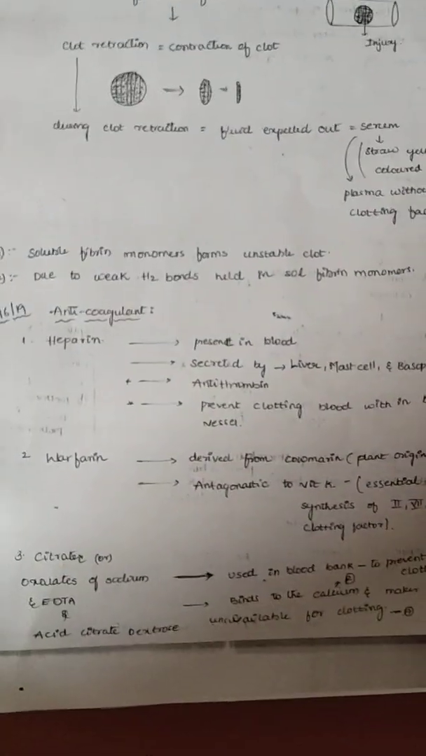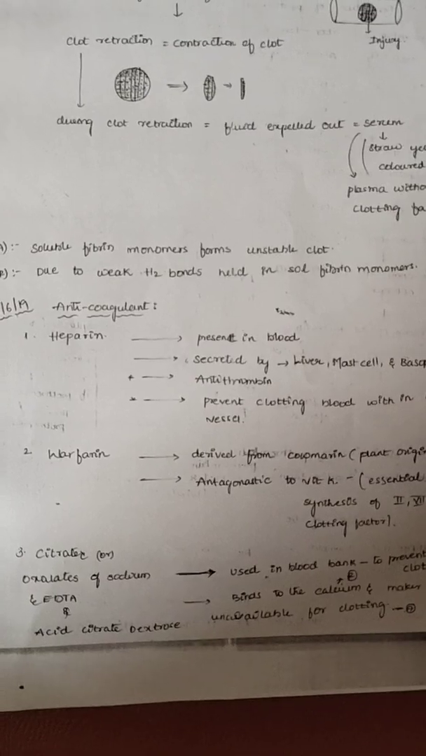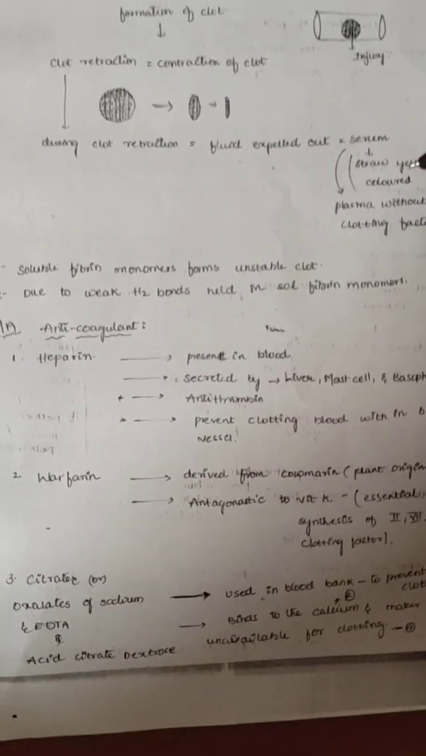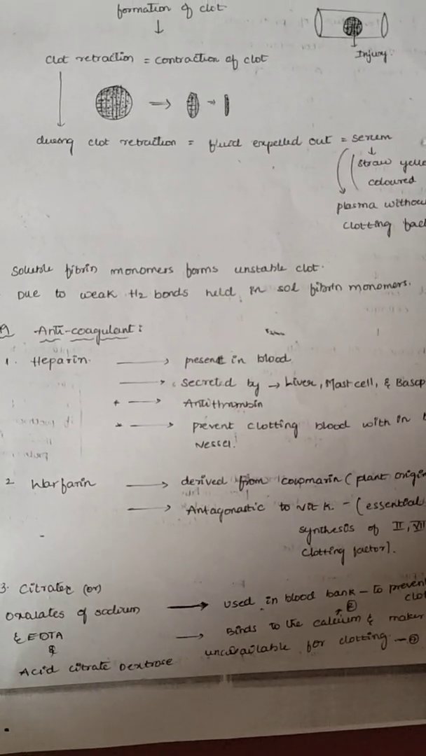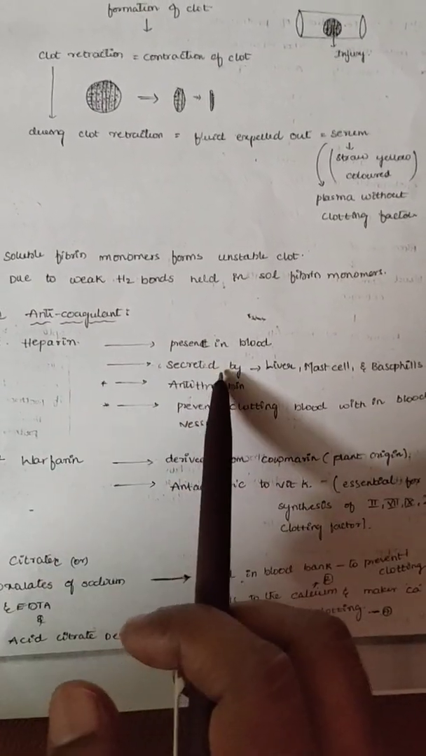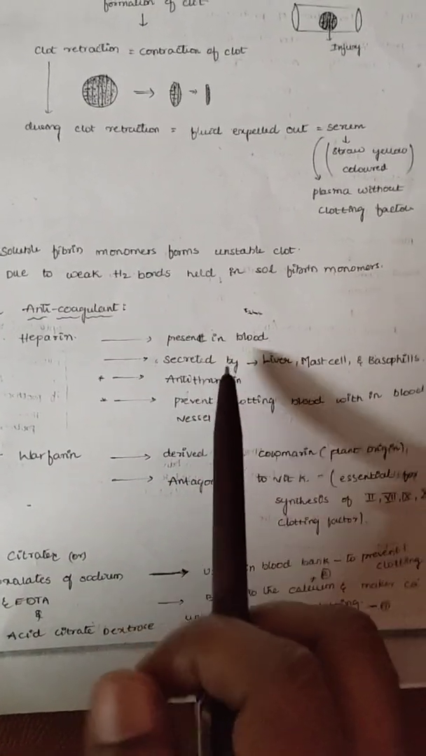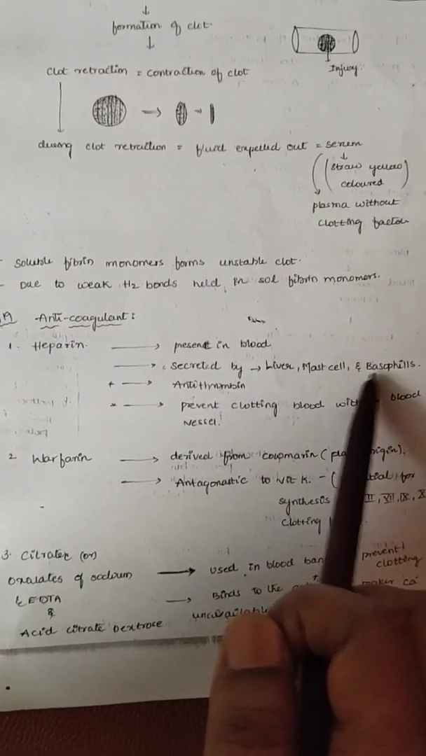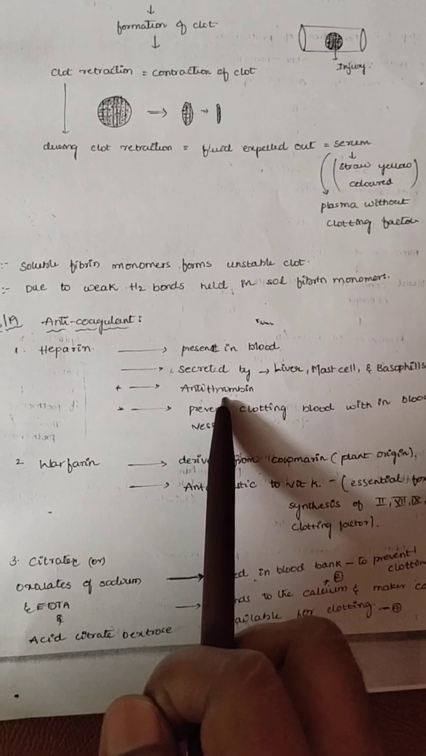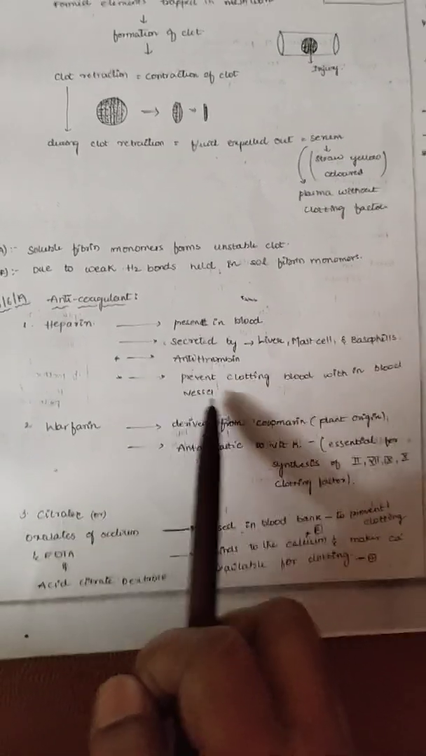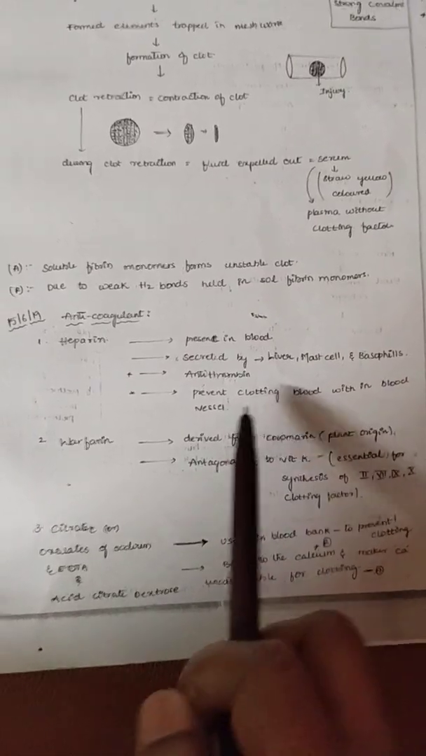Now another topic, anticoagulants. Anticoagulants are substances which can delay coagulation or blood clotting. Heparin is normally present in the blood. It is secreted by the liver, mast cells and basophils. It is an antithrombin. It means it can prevent platelet formation and prevents the clotting of blood within the blood vessels.